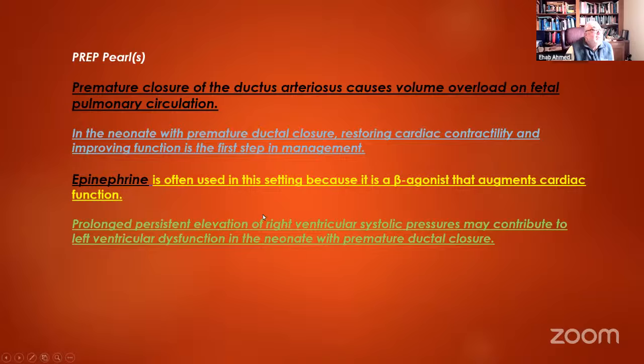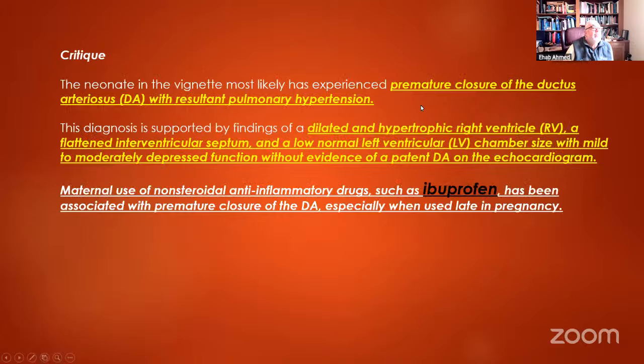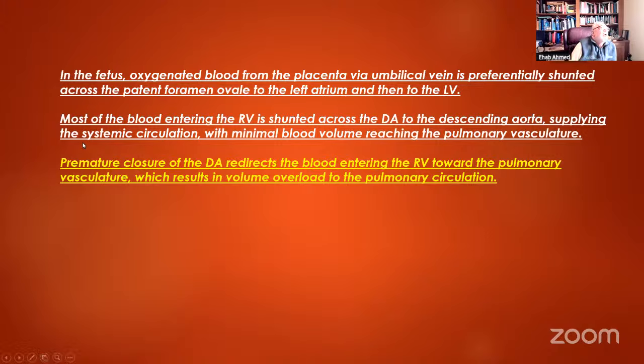Prolonged persistent elevation of the right ventricular systolic pressure may contribute to left ventricular dysfunction in this neonate because of premature ductal closure, with resultant pulmonary hypertension. This is the case. The diagnosis is supported by the echocardiographic findings, and the ductus closed prematurely because of the ibuprofen, which was given for a long time and caused anatomical closure. That's why we didn't give prostaglandin first or at all.